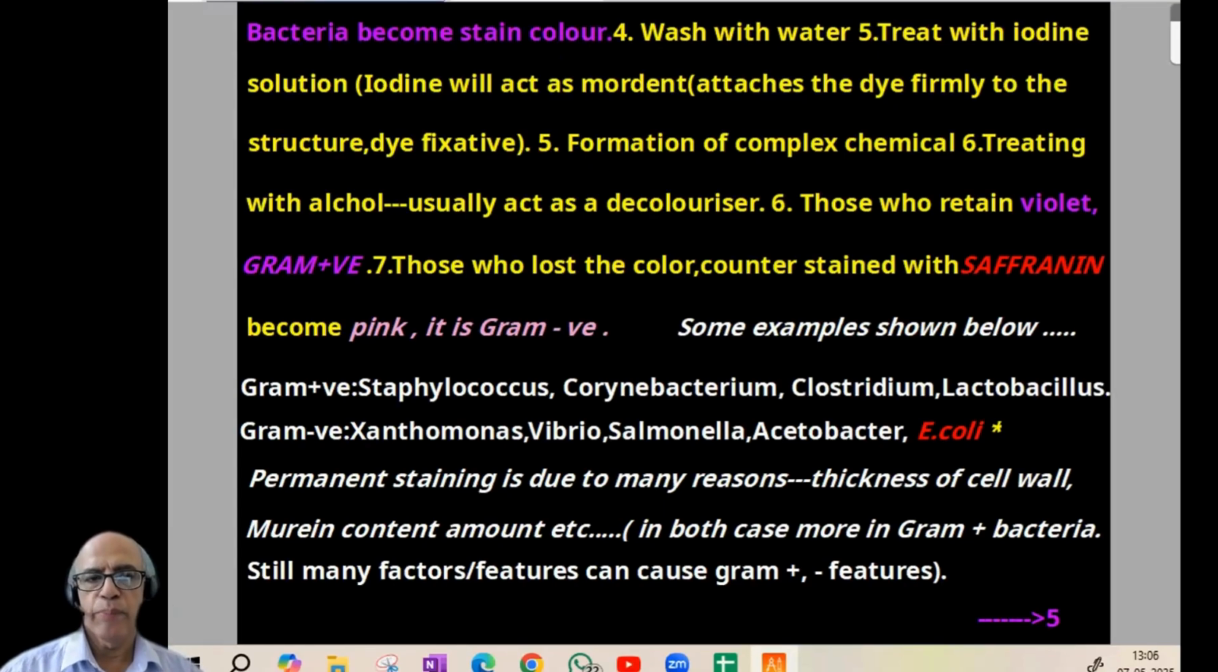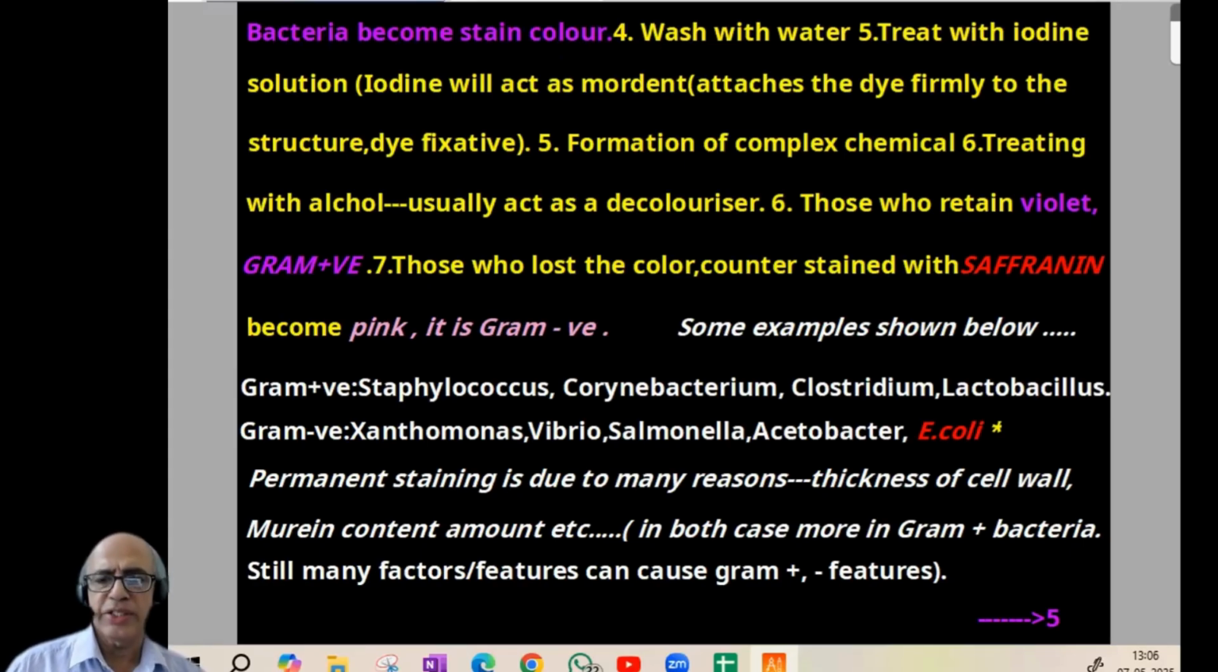Some examples are shown below for gram-positive and gram-negative bacteria. A question can come on this. Gram-positive: Staphylococcus, many are there, Corynebacterium, Clostridium, Lactobacillus. Gram-negative: Xanthomonas, Vibrio, Salmonella, Acetobacter, and an important specimen is E. coli. It is a symbiotic bacteria in our intestine. It is gram-negative.